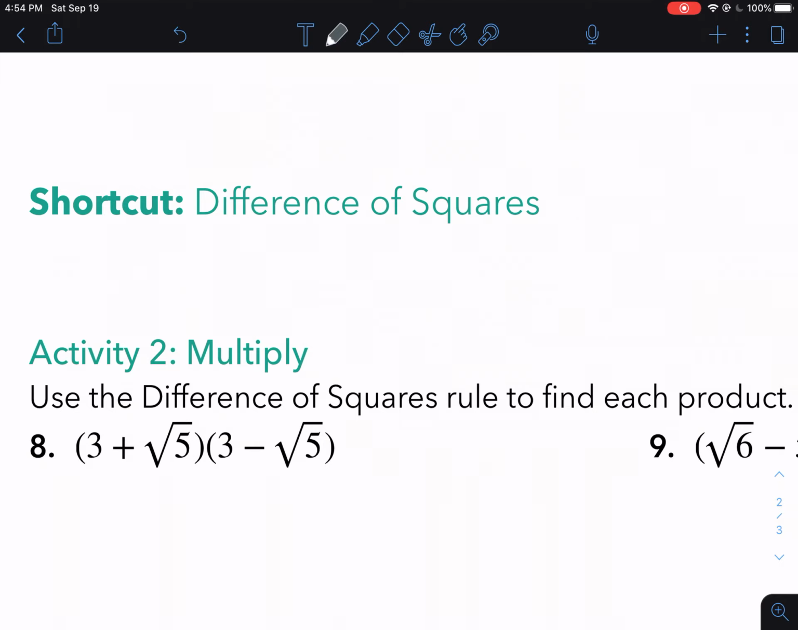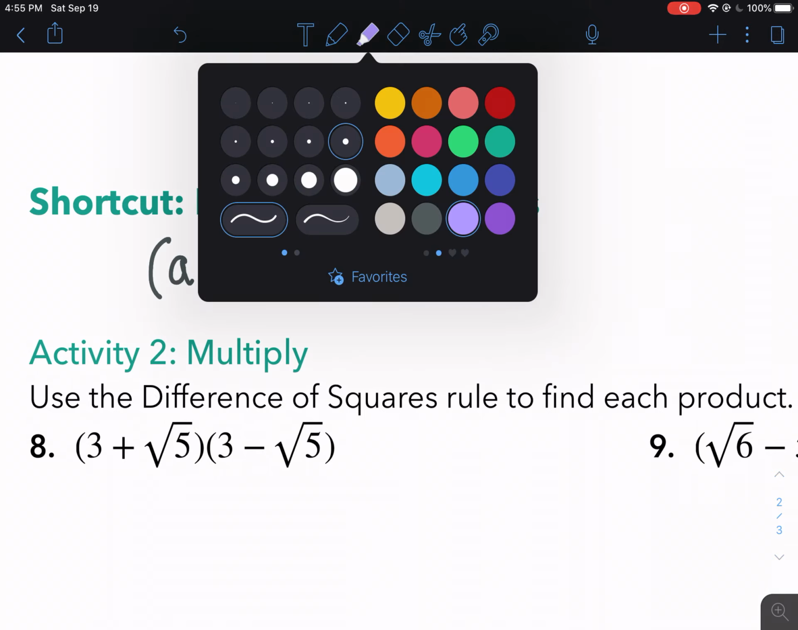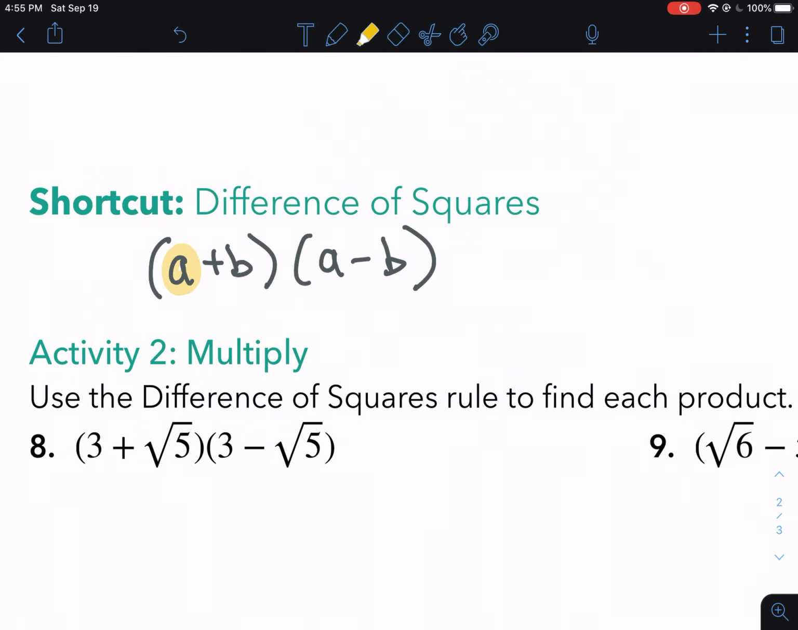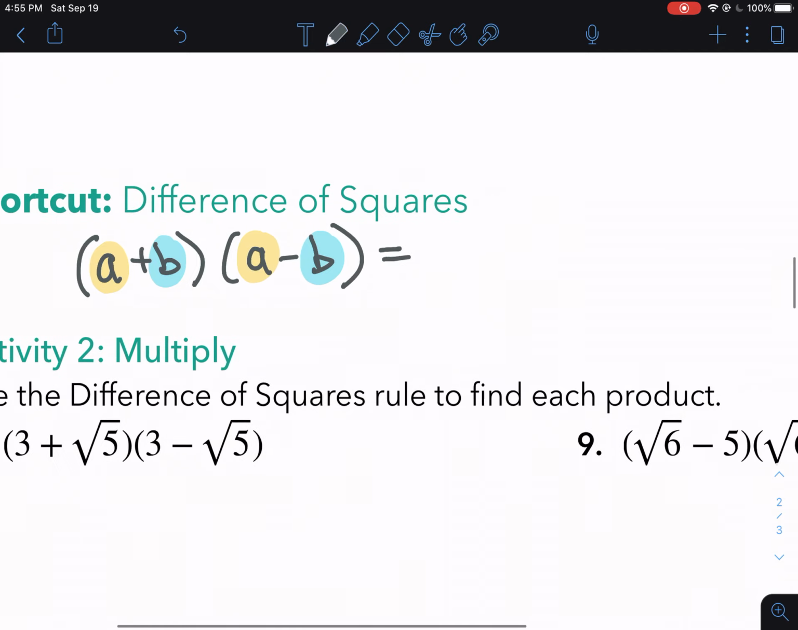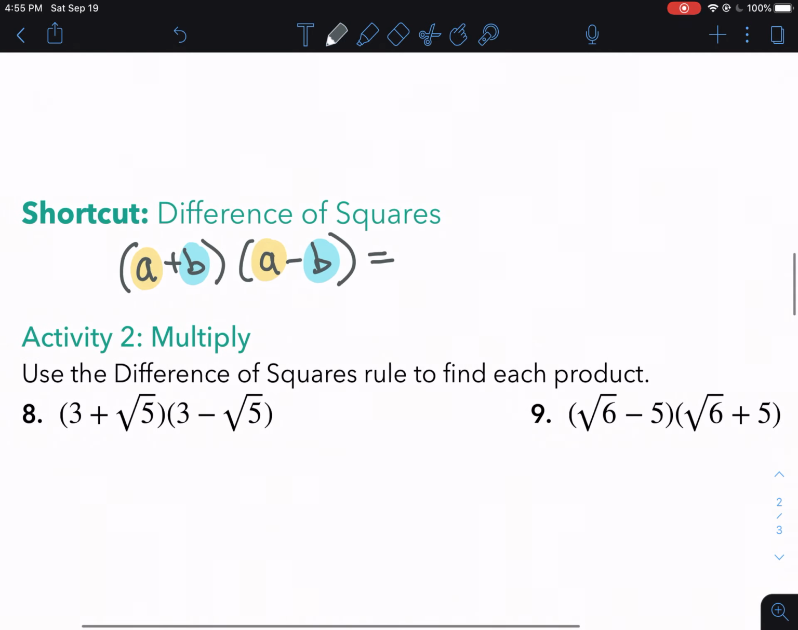Now, the difference of squares shortcut says what happens when you multiply two binomials together. So we're going to times these expressions with two numbers. Now, please notice that they need to be the same number. So you need to have the same number plus one number and then the same number minus the number. So you have a plus b, a minus b. And that is going to work out to be a squared minus b squared.